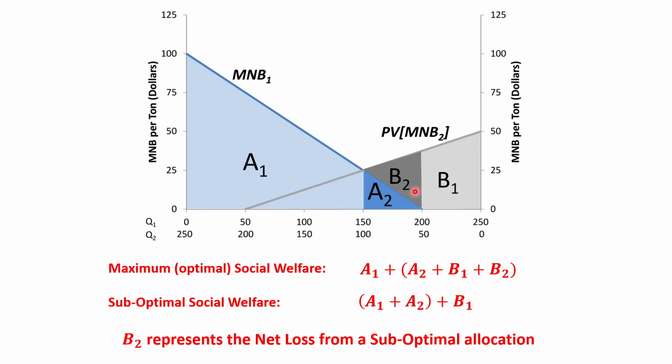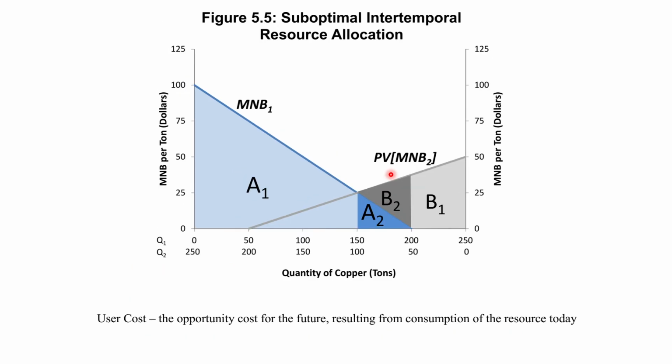Now, so what do we do? This is not beneficial to anybody. The first period is over consuming. You can think of this last 50 tons here as being better off if we save that for the future. But instead, the first period is over consuming, and we ended up getting this loss of B2.